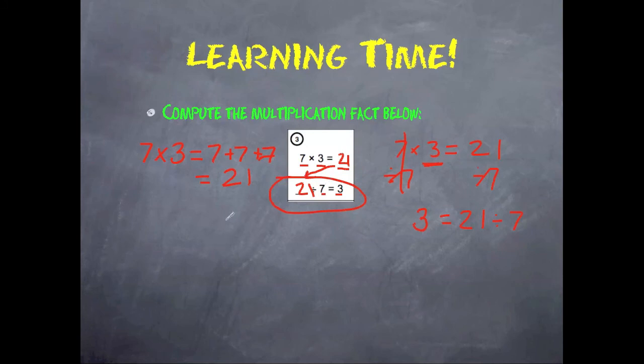And if you want to check to make sure, you can just do the reverse, which is 21 divided by 7. And we know that 7 goes into 21 3 times. 7 times 3 is 21, without a remainder.